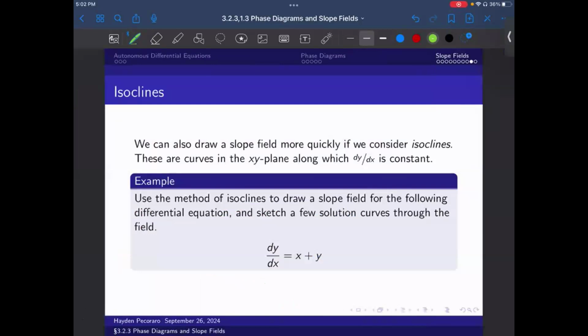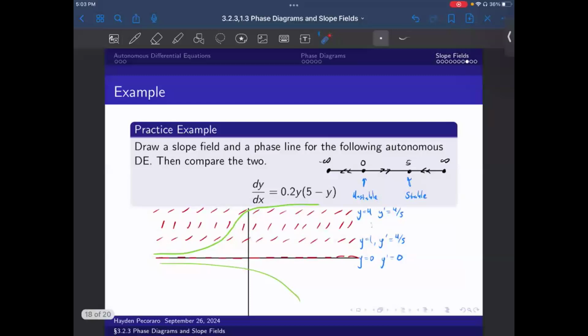Last thing that we want to talk about is isoclines. These are ways of drawing slope fields a little bit more quickly. And basically, they are places where the derivative is constant. So they help you draw those tangent lines a little bit more quickly when you don't have an autonomous DE. So you say, use the method of isoclines to draw a slope field for this differential equation. And then let's try and sketch a few solution curves through the field, just like we did for this differential equation.